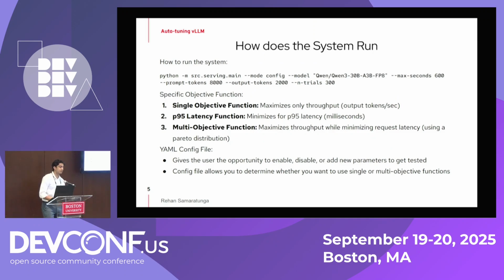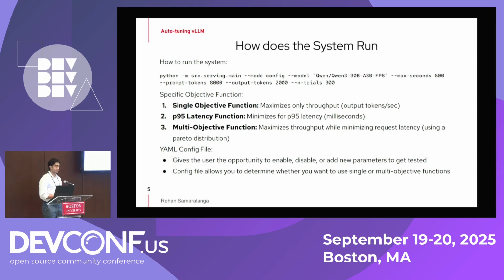So how do you run my system? The system is one command line. It's a Python command line. You just serve the main file, and you give a bunch of flags. You give the model flag. There's a dataset flag, max seconds, prompt tokens, output tokens, and number of trials.